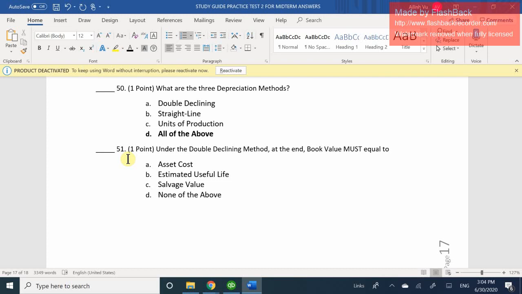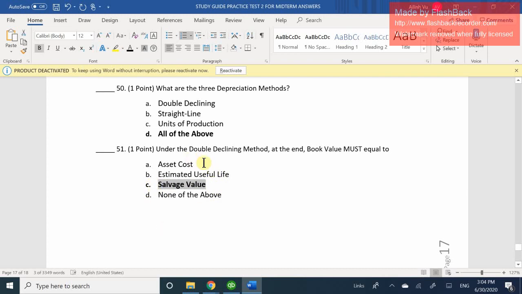None above. No, what's that rule that we have to always make sure that the book value should always equal to? I want to say salvage value. I first thought it was estimated useful life, but I don't question it. I thought it was salvage value. It is salvage value. Okay. Looking up my notes.